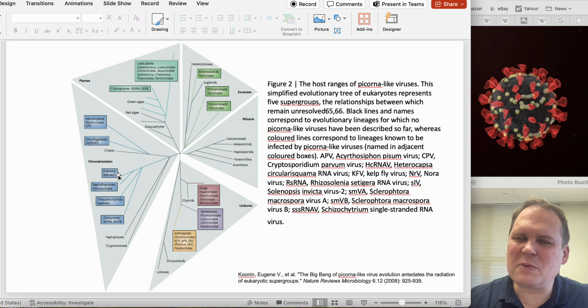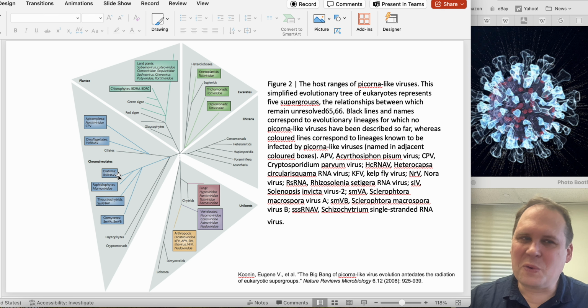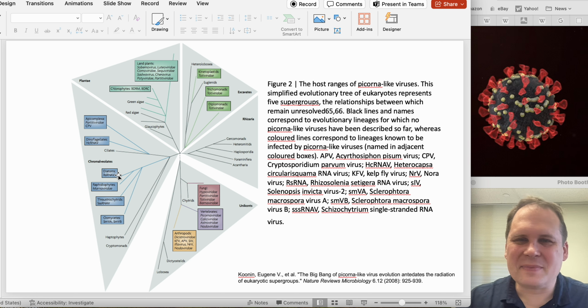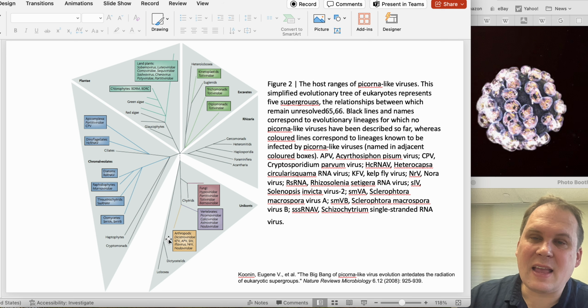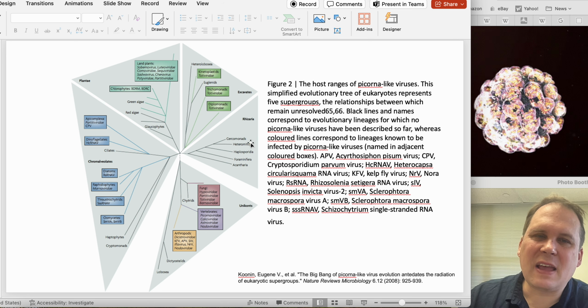And really they aren't in between. They're just around. They're the rule. We're a weird exception, I would say. And so this is showing that, okay, there are all these animals. And then it's showing that we have viruses that infect these things.